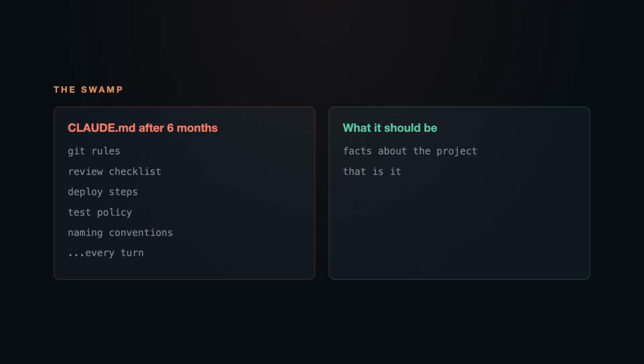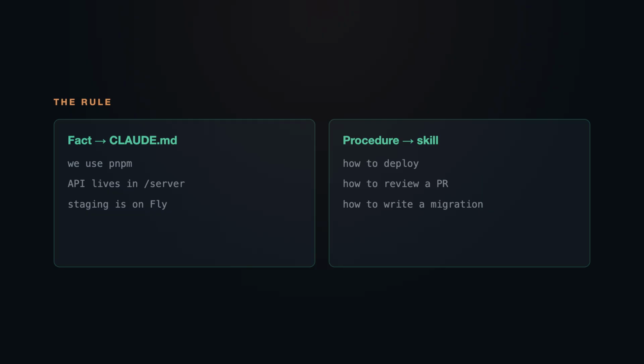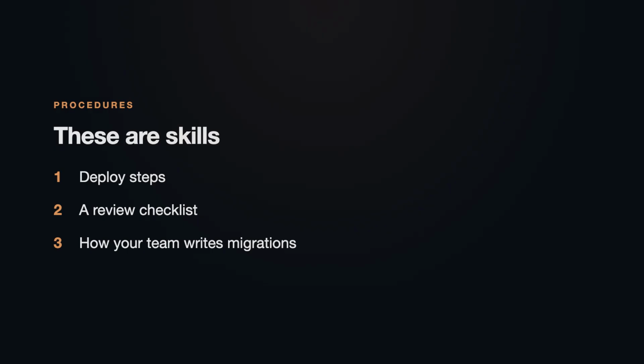If you have been using Claude Code for a while, your Claude.md has probably turned into a swamp. Every rule you ever wanted enforced, all loaded on every single turn. The rule I use is this: if it is a fact about the project, it belongs in Claude.md. If it is a procedure, it belongs in a skill. Deploy steps. A review checklist. How your team writes migrations. Those are procedures. They should load when needed, not always.